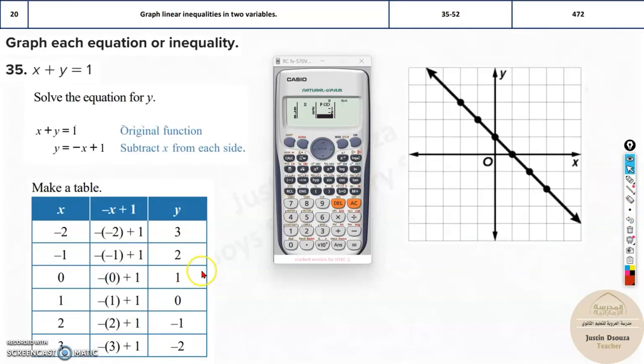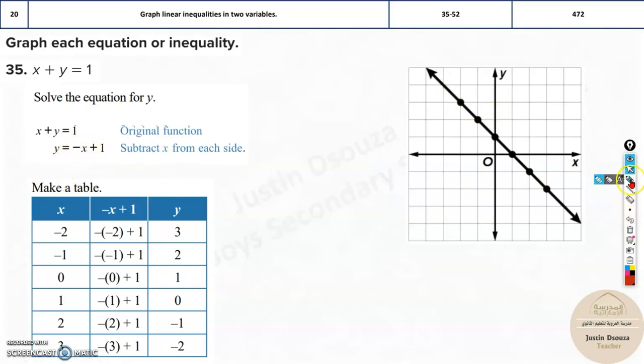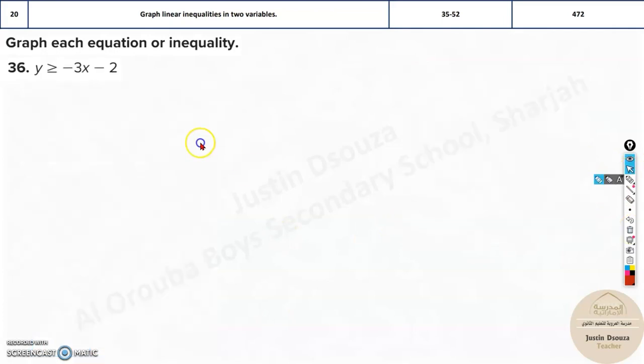There are other methods as well. For example, looking at this equation, y equals minus x plus 1. You can see the x value is negative, so the slope is negative. That means the line goes down. And since it's plus 1, the intercept is 1. So this is one more way you can easily figure out the graph. It will be downwards, and the intercept is 1. So the graph will be like this, downwards and passing through 1. Or you can just make the table and get it out.